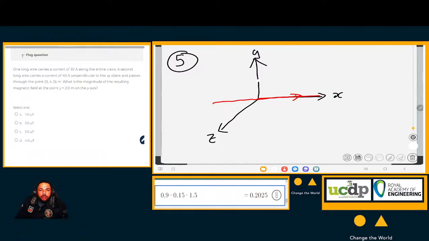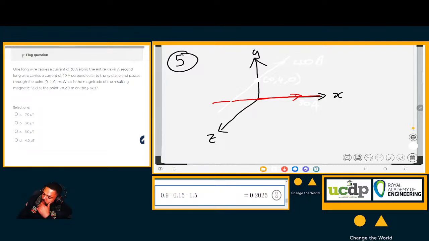So this wire carries a current of 30 amperes, and this one carries a current of 40 amperes. And this one goes right through that point there, which is (0, 4, 0). And this current carrying conductor carries a current of 40 amperes, they tell us. So this is the situation.